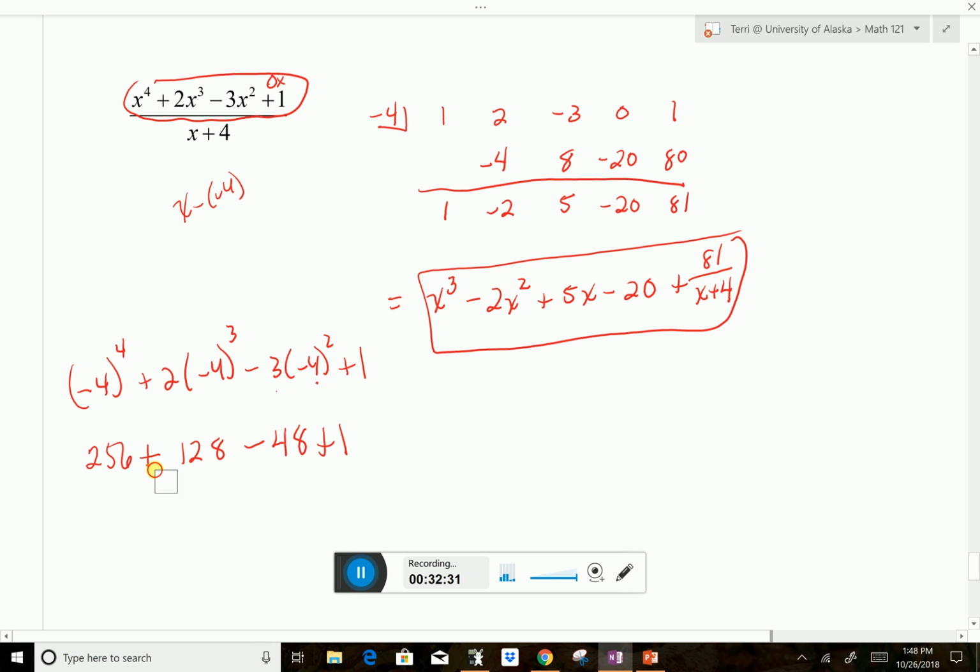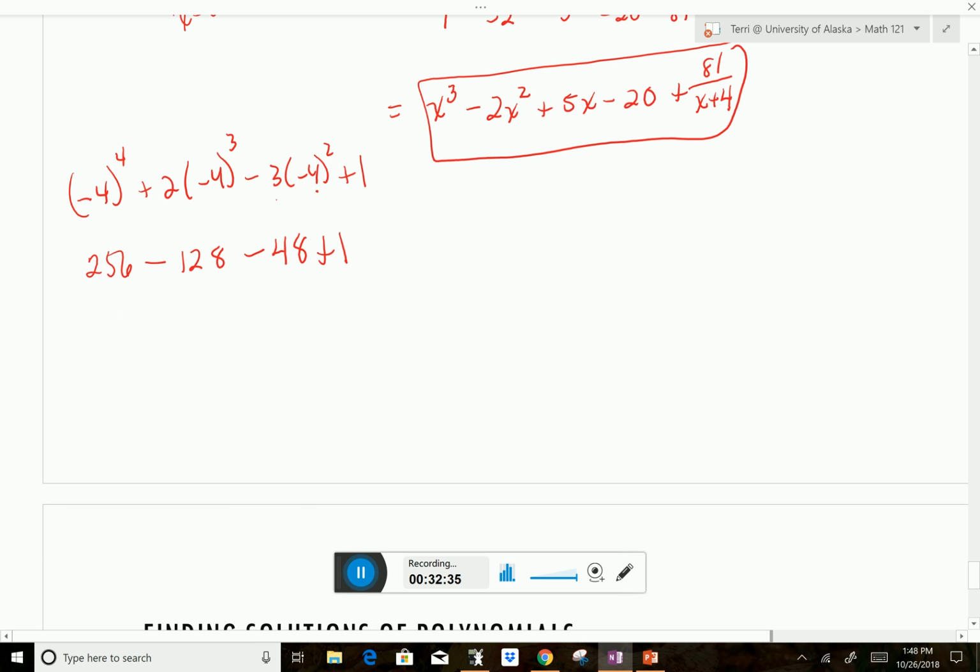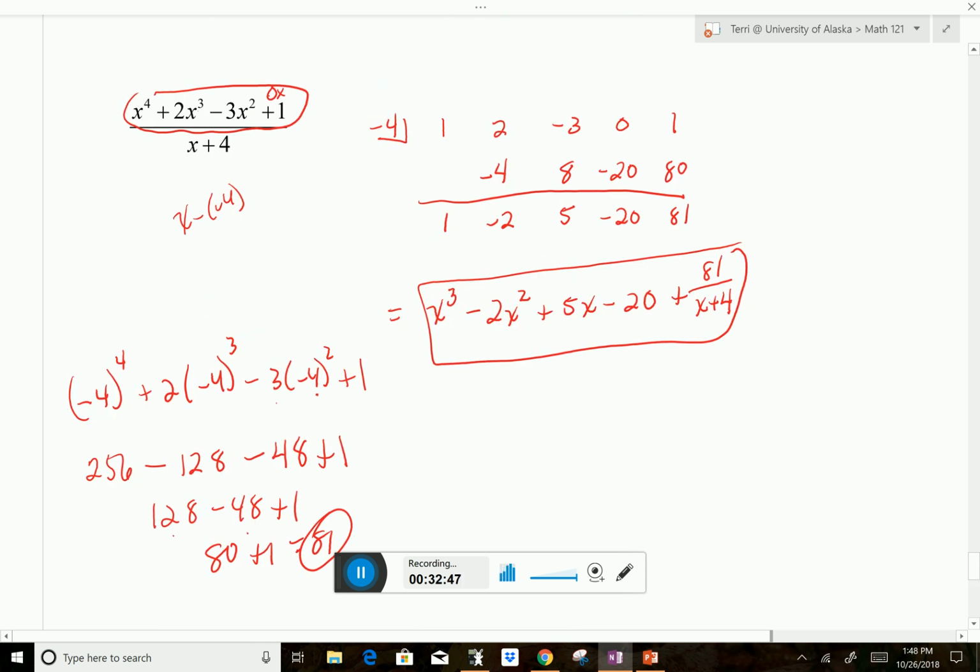Oh, wait, that should be minus. I'm sorry, because it's negative 4 cubed. So it looks like we have 128 minus 48 plus 1. Well, 128 minus 48 is 80, plus 1 is 81. So you can do that way too. It's kind of a cool result.